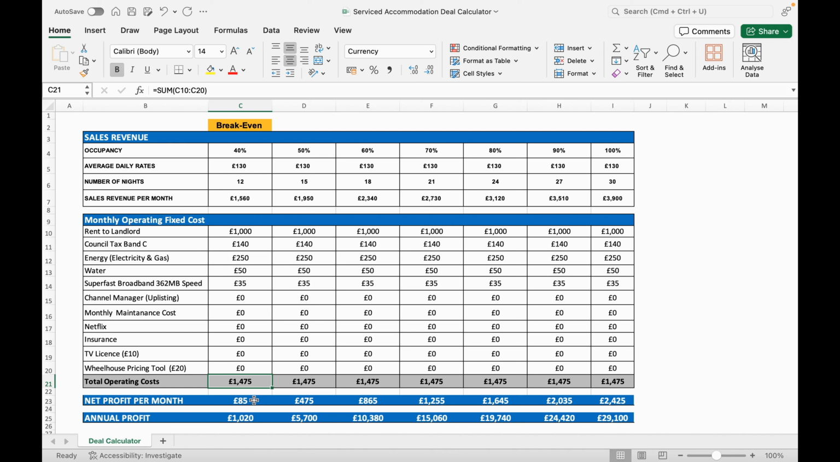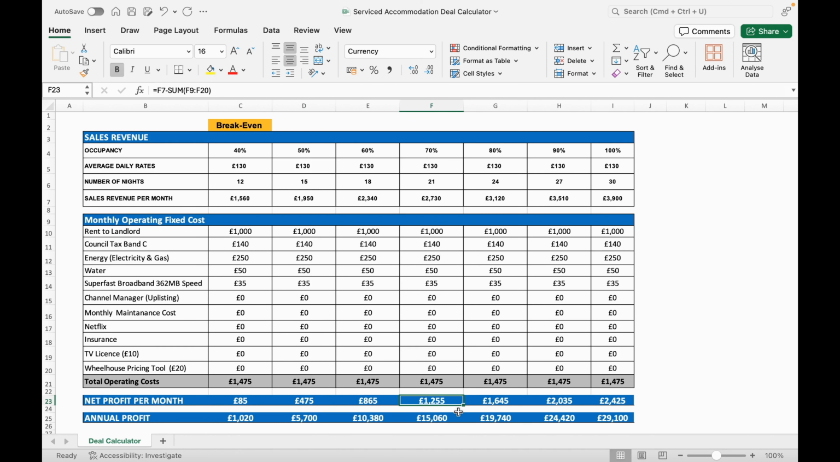You can see here, if the property is booked 40%, you'll make £85. If the property is booked for 50% of the 30 days, you make £475. If the property is booked for 60%, you make 865. This is your monthly profit.